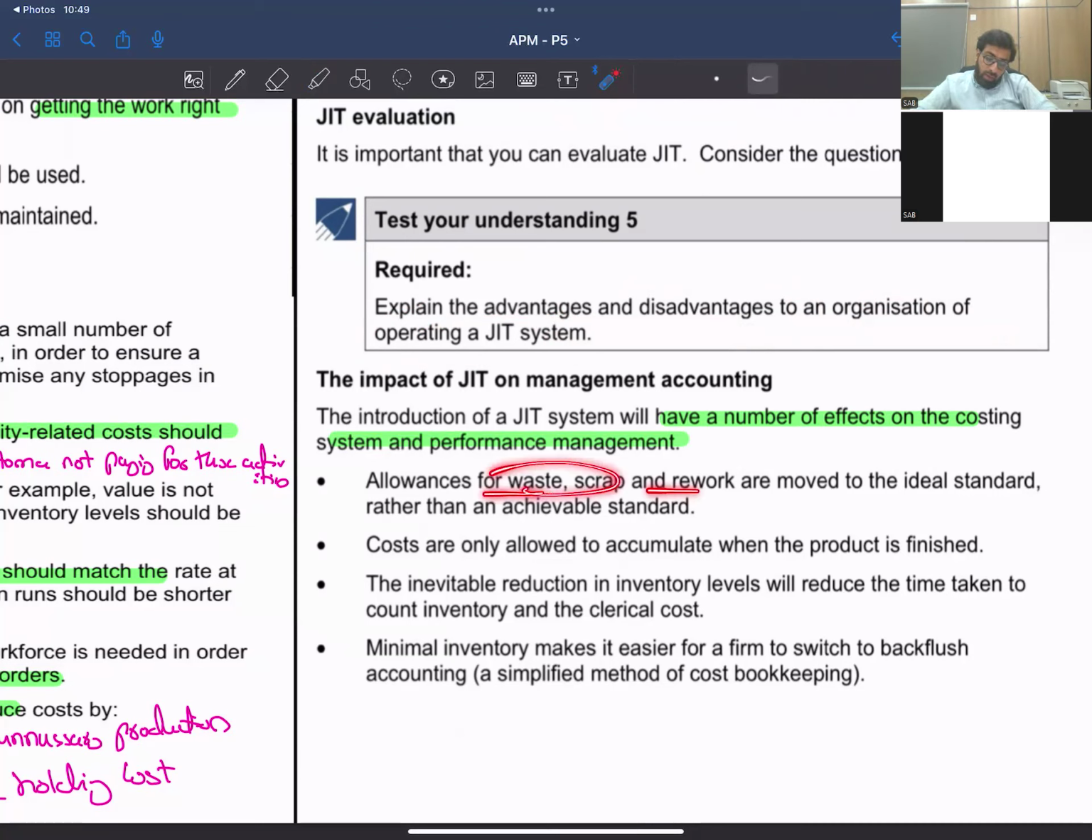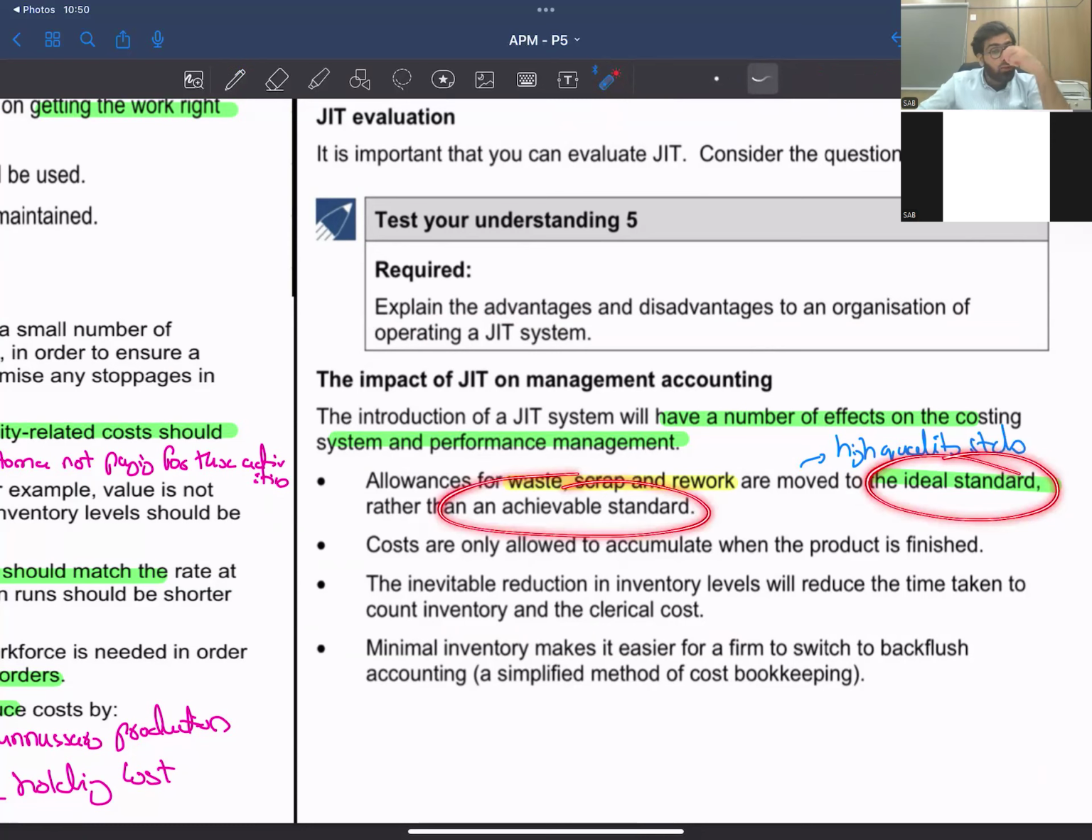Allowance for waste, scrap, and rework is moved to the ideal standard rather than the achievable standard, because now you are making the product when it's demanded. So you make sure there's no allowance for waste, scrap, or rework, because you have to deliver the product on time. So JIT allows you to have high quality standards, right? In fact, you believe that you're going to achieve the ideal standard and not the achievable one, right?